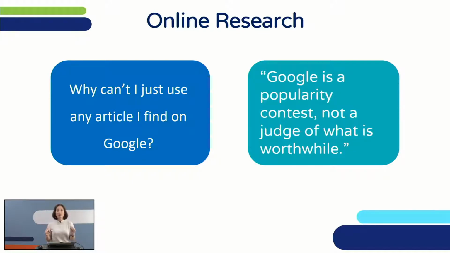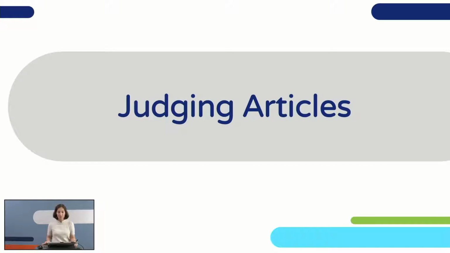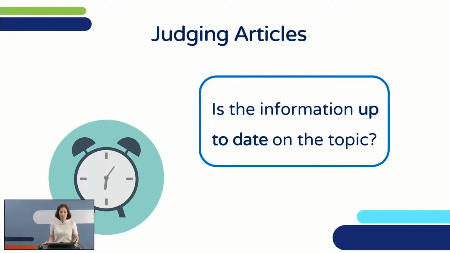You should remember, Google is a popularity contest, not a judge of what is worthwhile. What does that mean? That means that on Google, the first things that come up are the most popular things. So you still need to judge them to decide if they are good or not. How do we judge articles?